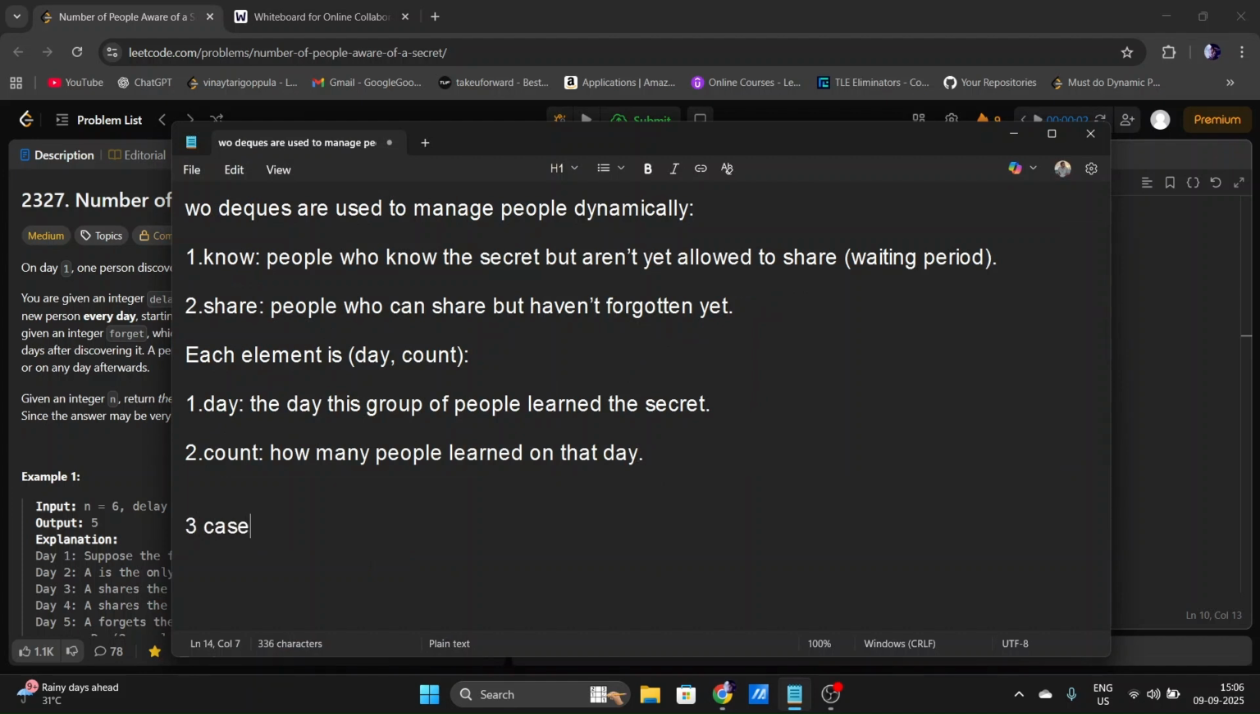There are three cases. First case is all about the person who completed the delay X. So the person who is eligible to share the secret.